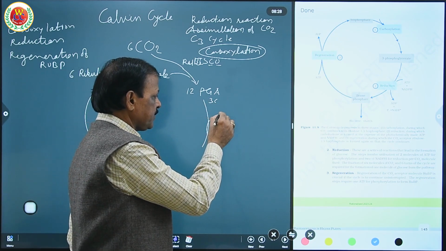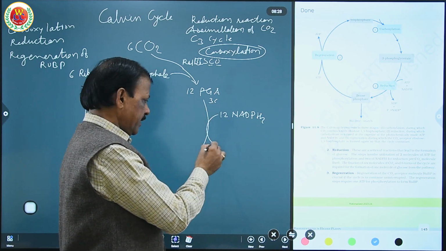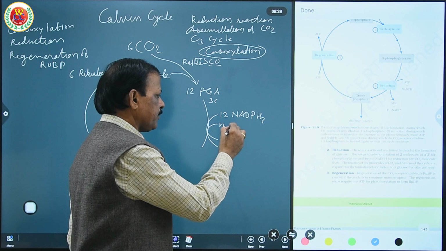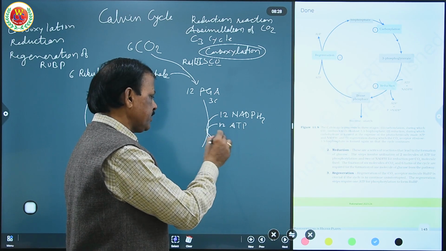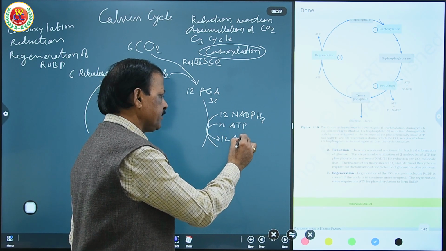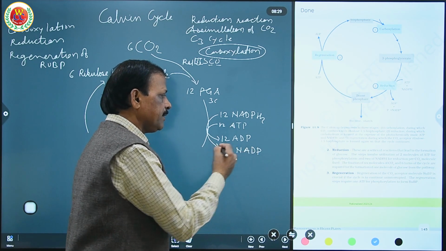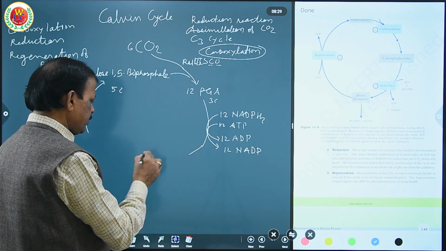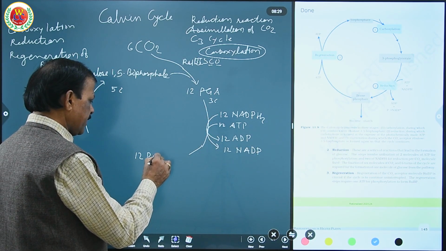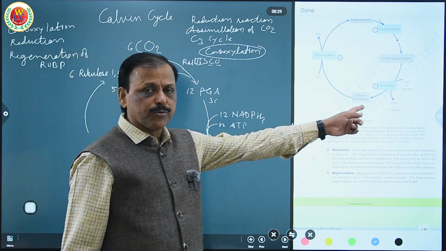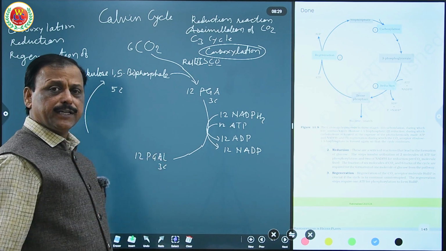Now, what is reduction? Definitely it is the addition of hydrogen. So 12 molecules of NADPH2 are added in presence of 12 molecules of ATP. That energy is required to bond the hydrogen with phosphoglyceric acid. So ultimately ADP is produced and 12 molecules of NADP, because hydrogen is added, so as to produce 12 molecules of triphosphate, which is nothing but phosphoglyceraldehyde. So 12 molecules of PGAL is again a 3 carbon compound.